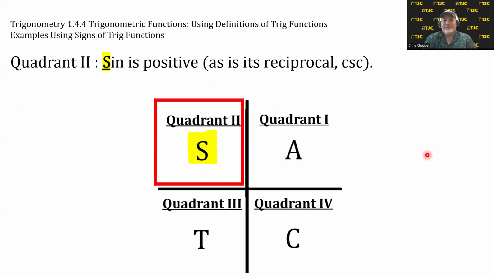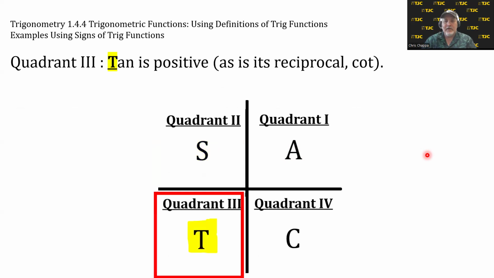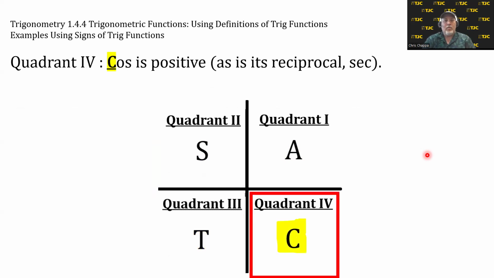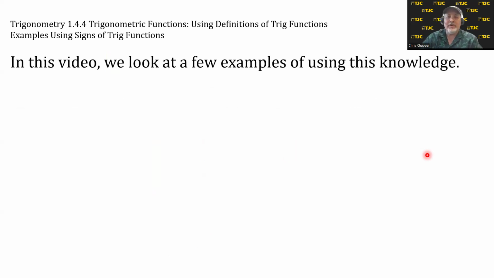In quadrant 2, sine is positive, as is its reciprocal cosecant. In quadrant 3, tangent is positive, as is its reciprocal cotangent. And in quadrant 4, cosine is positive, as is its reciprocal secant. In this video, we look at a few examples of using this knowledge.